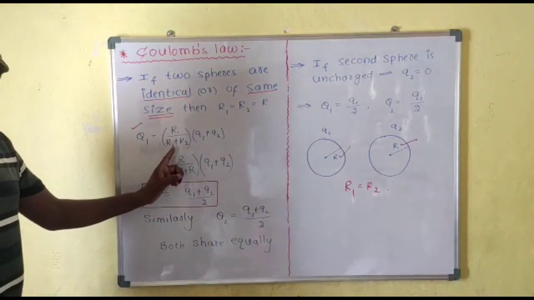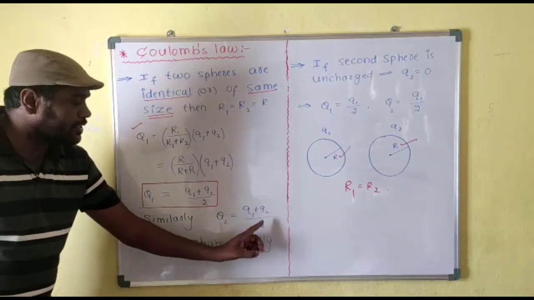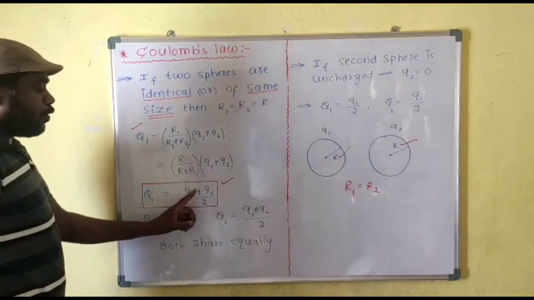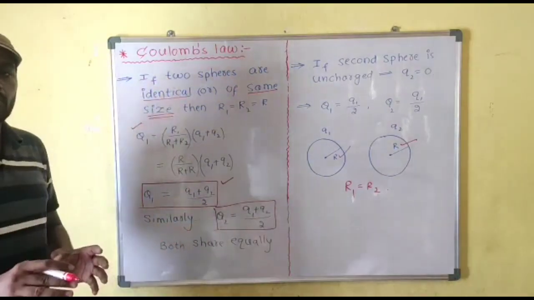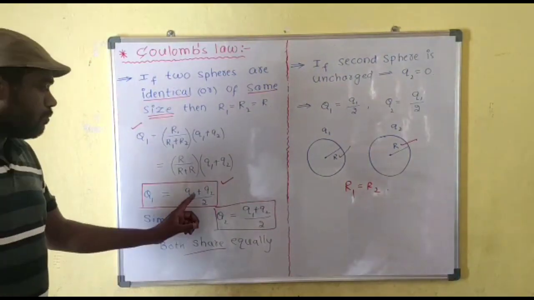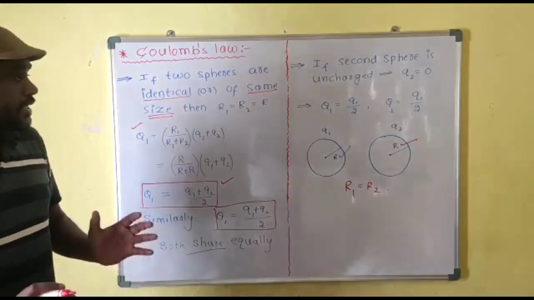Similarly, by solving this method, you can get the new charge on the second sphere Q2' is also equal to Q1 plus Q2 by 2. If you observe closely, the Q1' value is equal to Q1 plus Q2 by 2 and the Q2' value is also Q1 plus Q2 by 2. Means that both are sharing the charge equally. How much the first sphere shares, the second one also shares the same amount of charge.